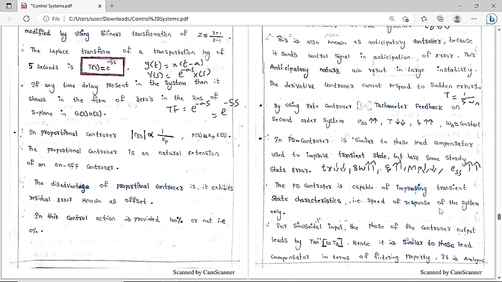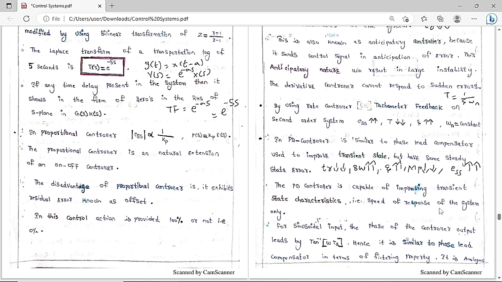The next one is that the PD controller is capable of improving the transient state characteristics, that is, the speed of the response of the system only. Same thing I already told you. It means it is going to degrade the steady state characteristics of the system. It will only improve the transient state characteristics, but it will degrade the steady state characteristics of the system.